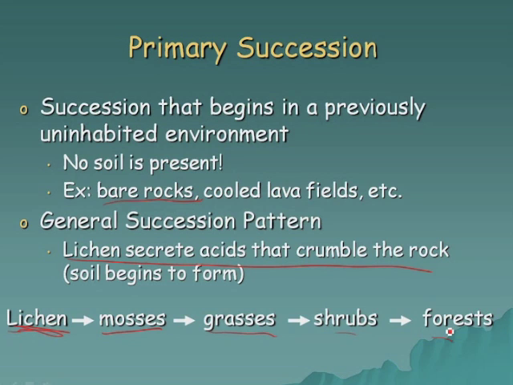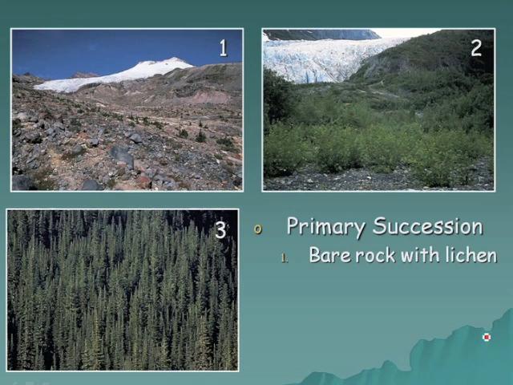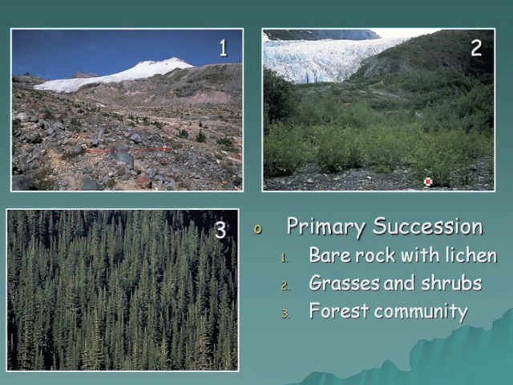And the thing with trees is that most tree seedlings cannot stand the sun. So it takes all these shrubs to be present to provide shade for tree seedlings to grow. And that's why forests come so late in this process, because all of these plants need to be present to provide shade for the tree seedlings. Okay, so this is a nice picture just showing what happens. First you have bare rock, and then you can get some grasses and shrubs, and then finally you get a forest community, which is the climax community.